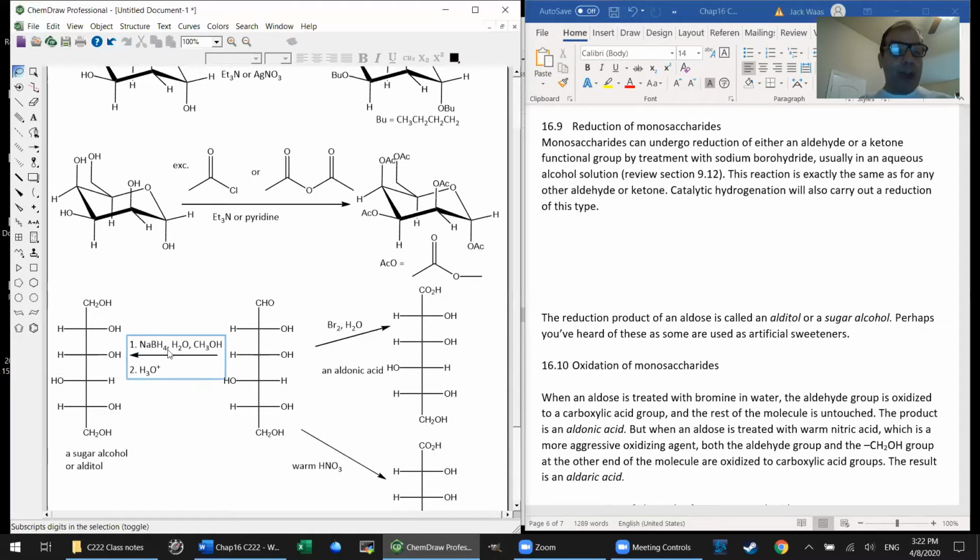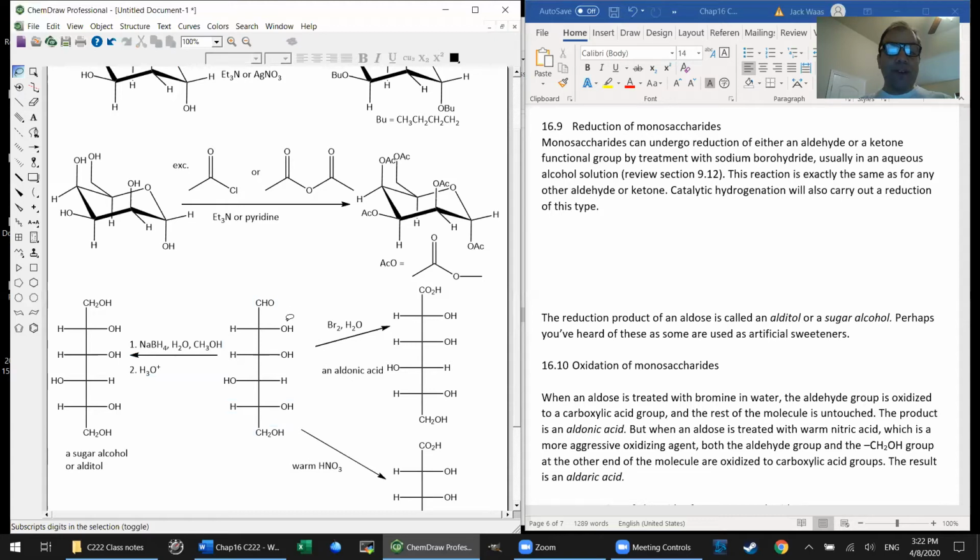Lithium aluminum hydride would in principle also work. If I were doing it in real life, I would certainly try sodium borohydride first because it's a much less reactive and thus dangerous reagent. We can also perform oxidation reactions on the aldehyde functional group and then also on this primary alcohol.